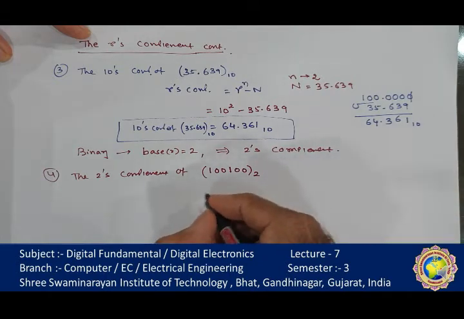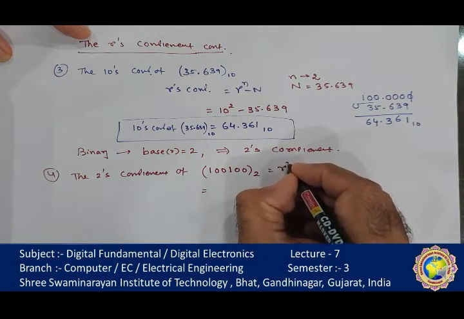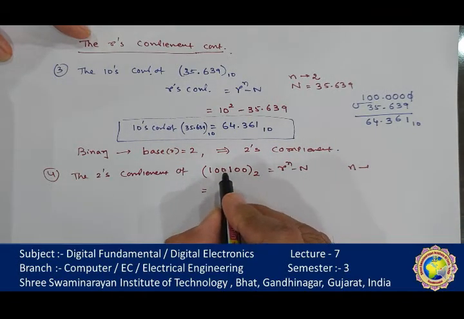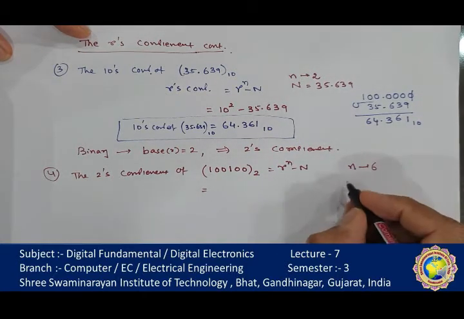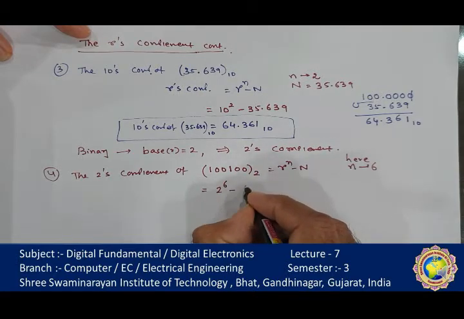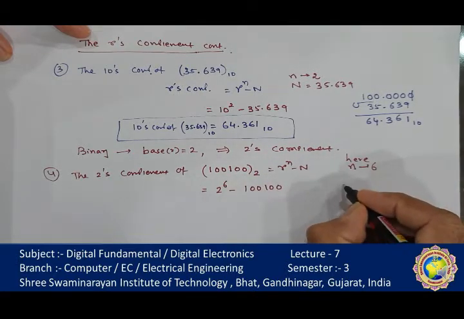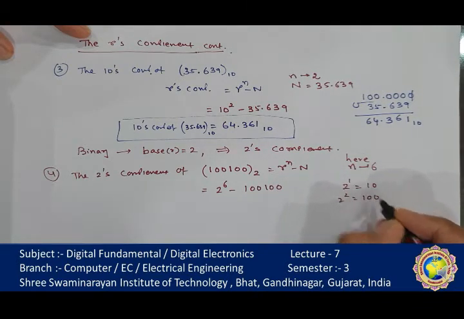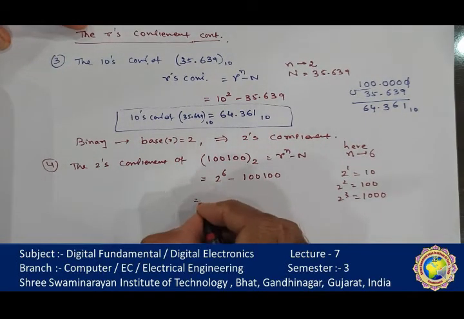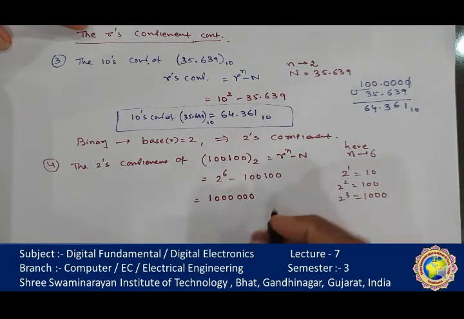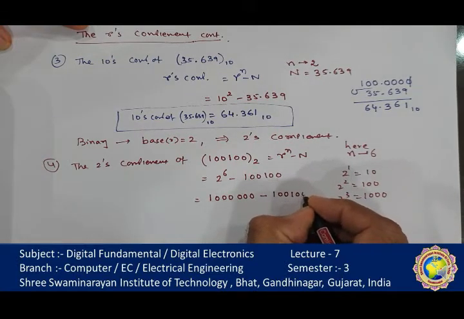So here the first r raised to n minus N. How many digits are there? 1, 2, 3, 4, 5, 6. 6 digits are there. So 2 raised to 6 minus 100100. Remember that thing, 2 raised to 1 is equal to 10, 2 raised to 2 is equal to 100, 2 raised to 3 is equal to 1000. So here 2 raised to 6 means 1, 2, 3, 4, 5, 6 zeros, minus 100100.